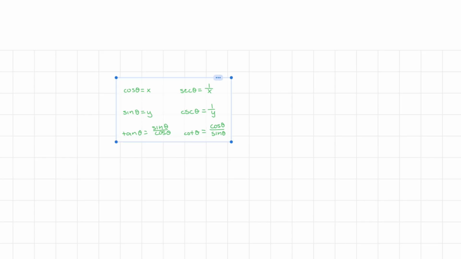Now let's go over the Pythagorean identities. We know sine squared theta plus cosine squared theta is equal to 1. From there, we get two new formulas. 1 plus tan squared theta is equal to secant squared theta, and 1 plus cotan squared theta is equal to cosecant squared theta.